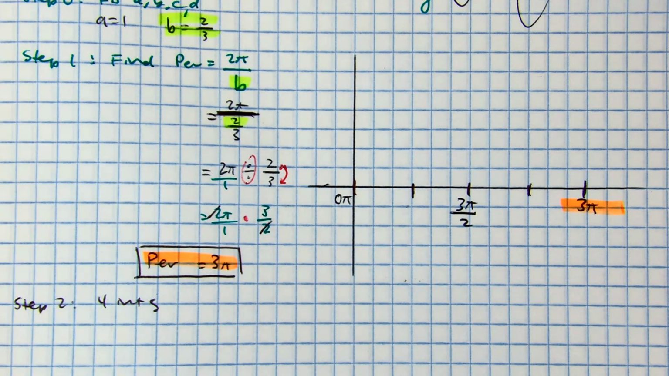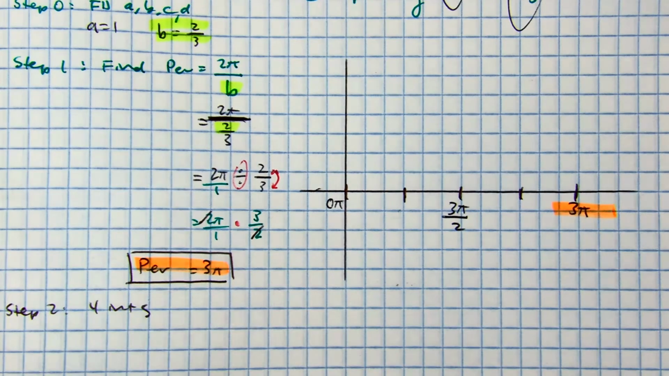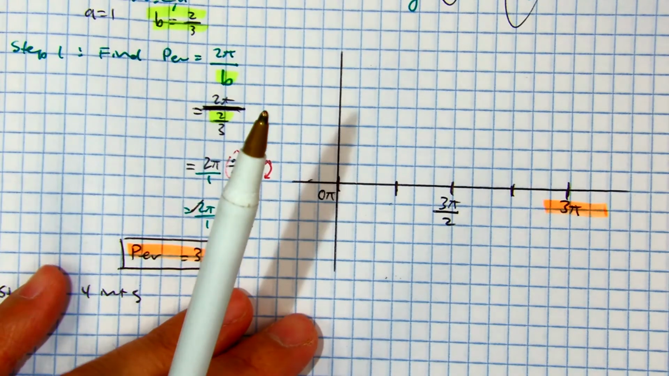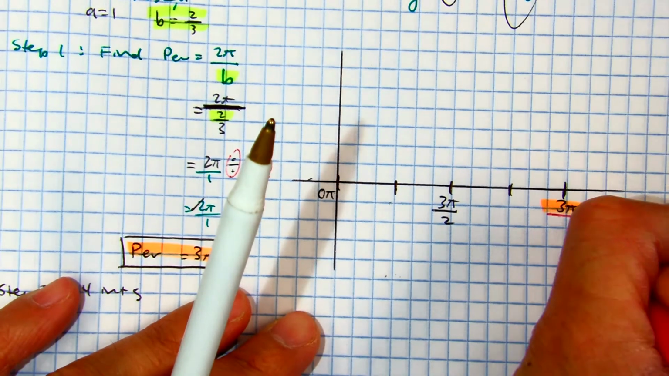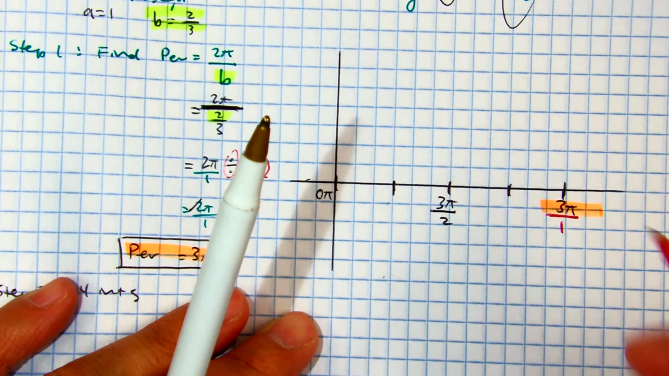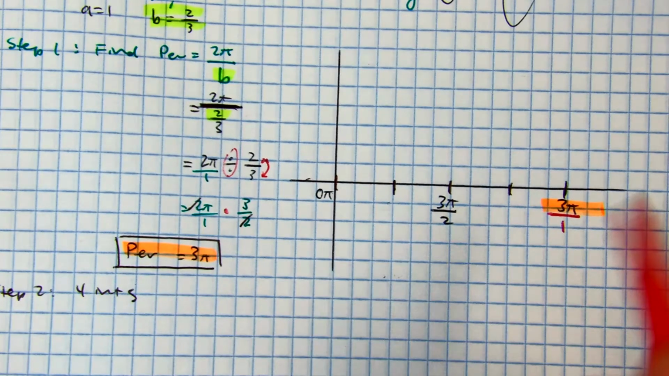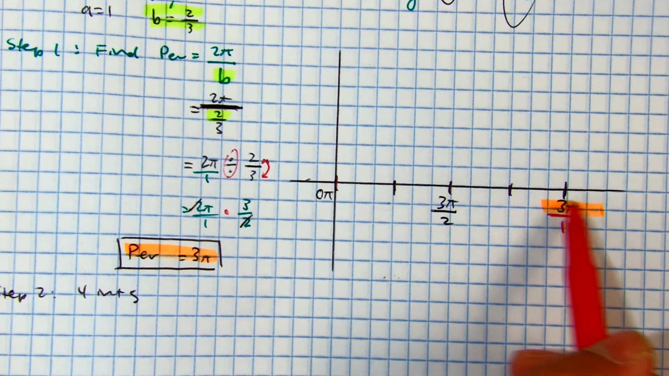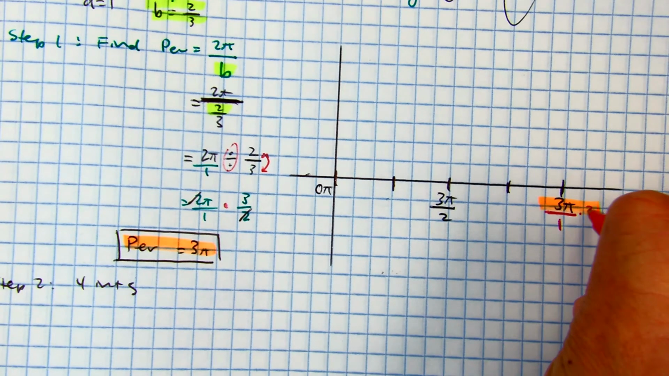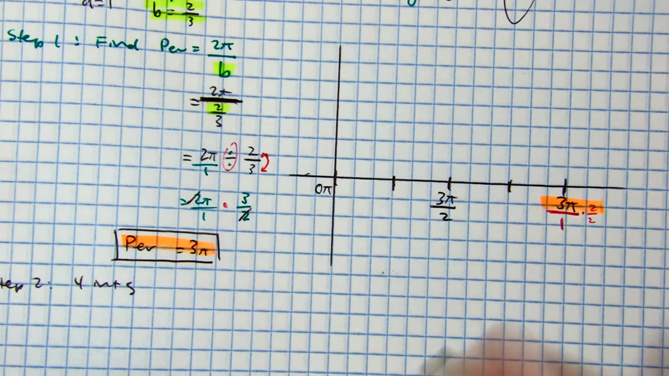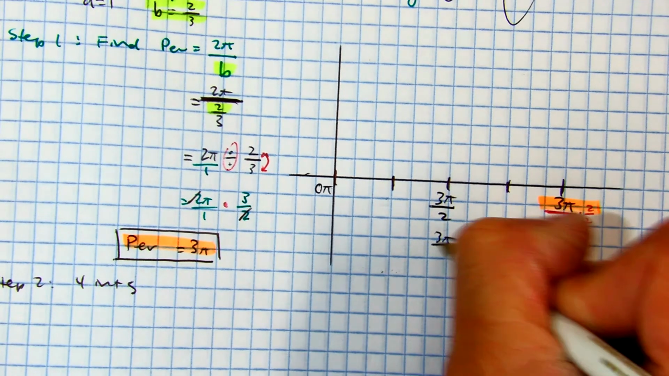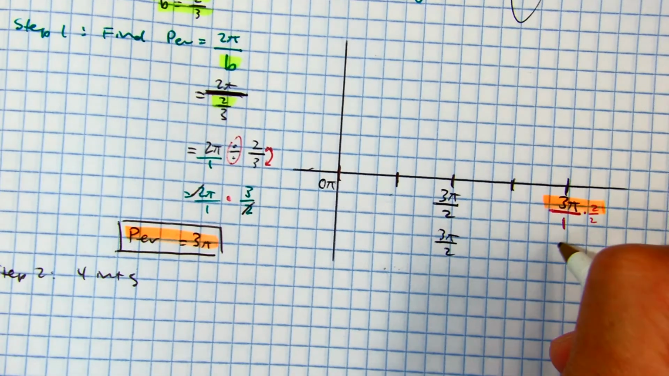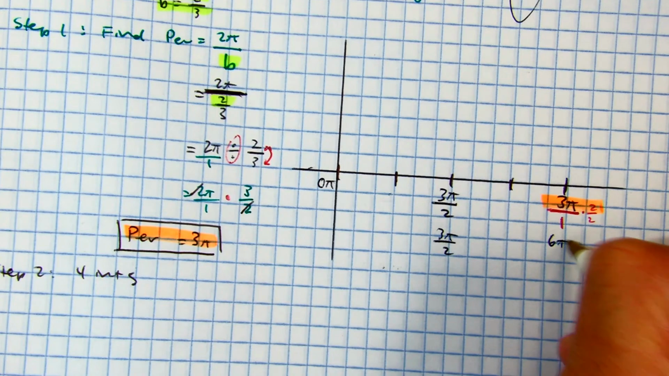Okay, when it starts getting difficult, I like to draw equivalent fractions. Class, what's the equivalent fraction with a denominator of 2? So I multiply by 2 over 2. So essentially this is 3 pi over 2, and this is going to be what? 6 pi over 2.